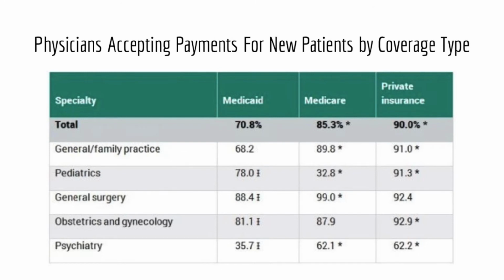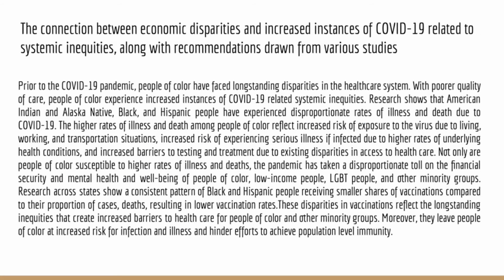The issue doesn't just stop at uninsured people. Those that are underinsured also face gaps in access. Many times, those in poverty use Medicaid as their primary form of health insurance. However, this chart, physicians accepting payments for new patients by coverage type, shows that many physicians choose not to accept Medicaid patients. This is due to lengthy paperwork, administrative burdens, and reimbursement fees. This leads to many people without access to healthcare, which manifests later on in chronic health conditions because they are not given treatment early. So these are some of the connections that our group found between economic disparities and increased instances of COVID-19 related to systemic inequities, along with recommendations drawn from various studies.